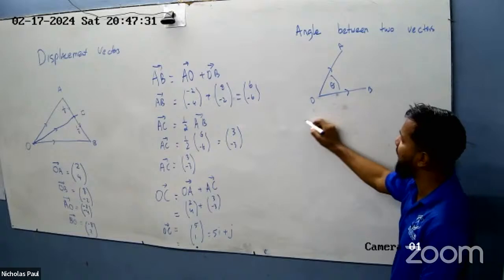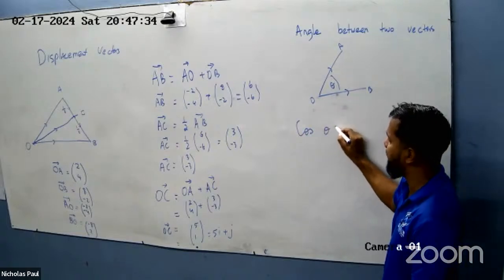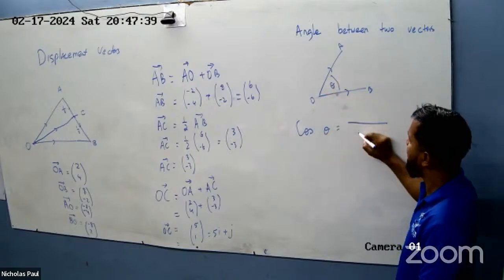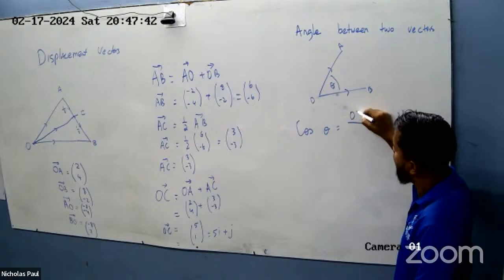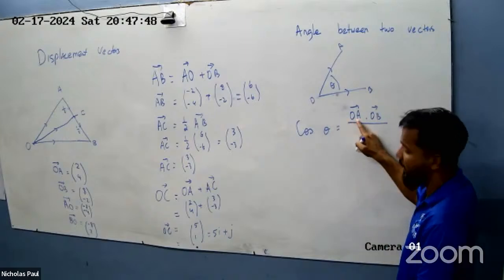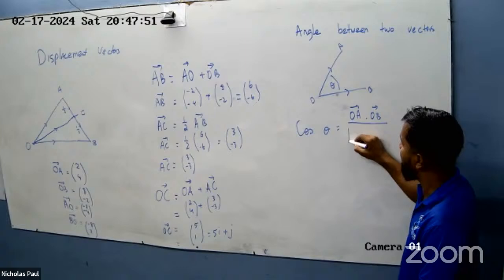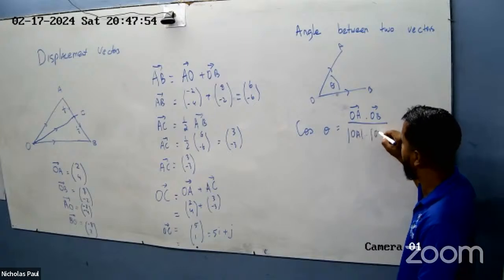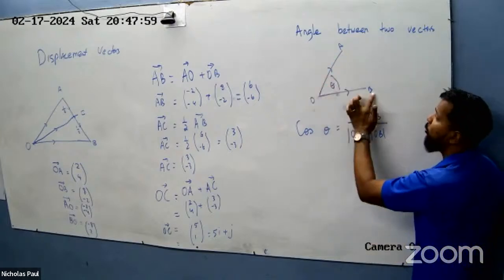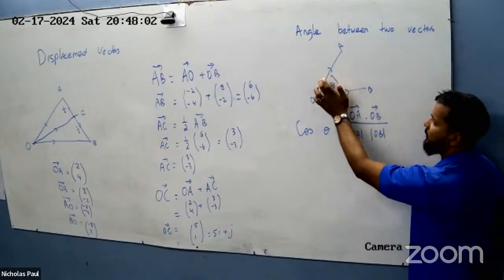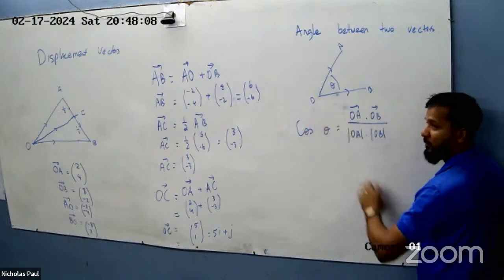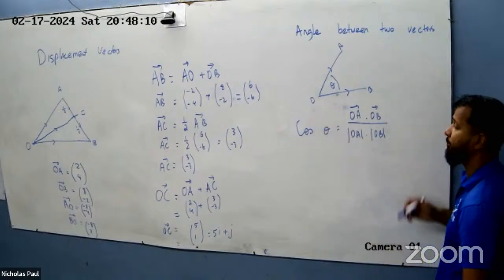Well, there's a formula that allows us to work it out, and the formula is this. Cosine theta, the cosine of this angle, is equal to OA multiplied by OB, the dot product, and then divided by their magnitudes. Kind of long, huh? So you have to find OA and OB, multiply them, then find the magnitudes and divide. Kind of long, right?